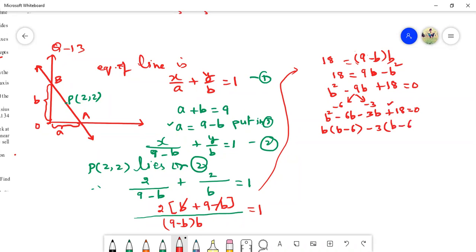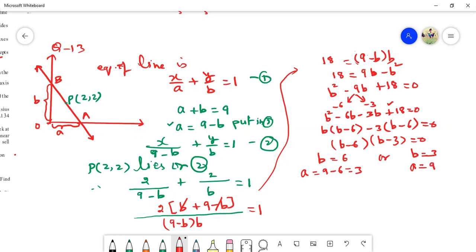So this will become b minus 6 is equal to 0. Again, b minus 6 is common. So we get b minus 3 is equal to 0. So we get the two values, b is equal to 6 or b is equal to 3. So when b is equal to 6, a will be equal to 9 minus 6, 3. When b is equal to 3, a will be equal to 9 minus 3, 6.